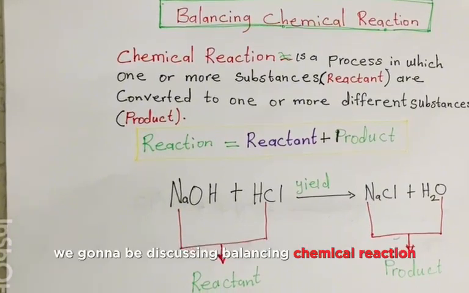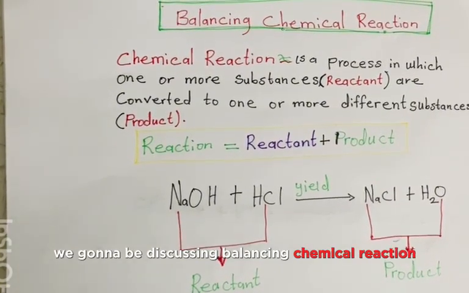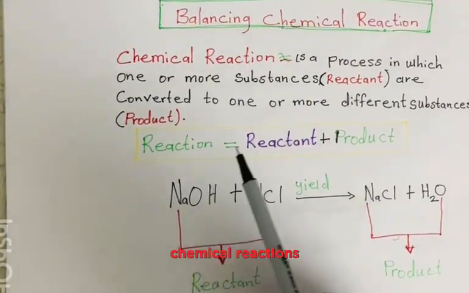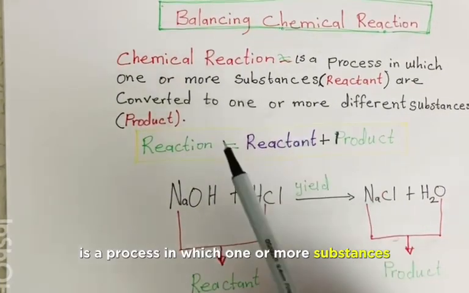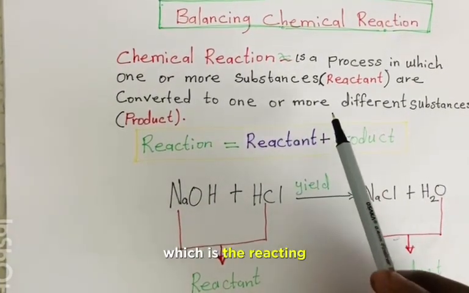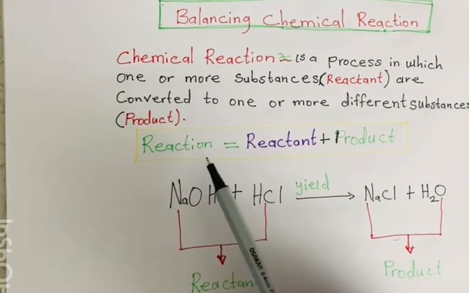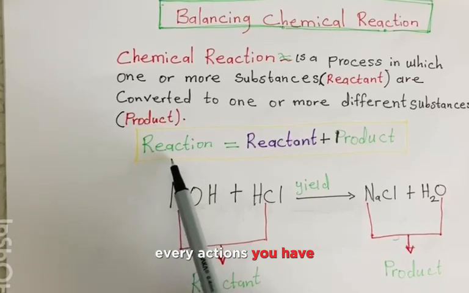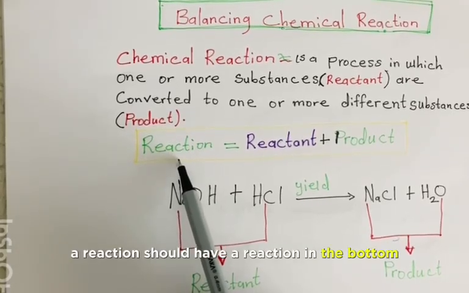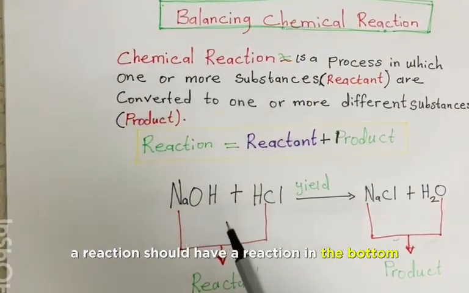In today's video, we're going to be discussing balancing chemical reactions. A chemical reaction is a process in which one or more substances, which are the reactants, are converted to one or more different substances, which are the products. So in other words, a reaction should have a reactant and a product.